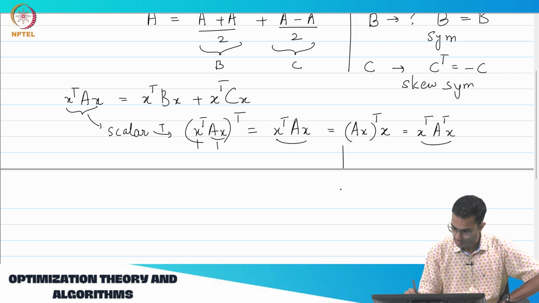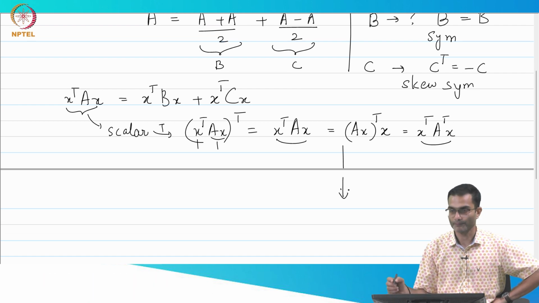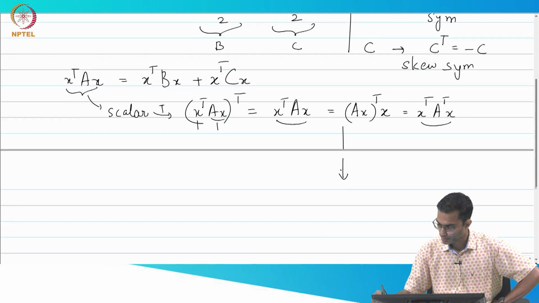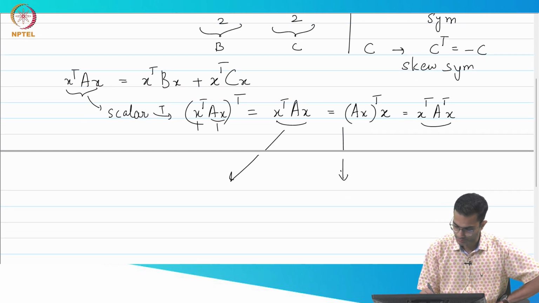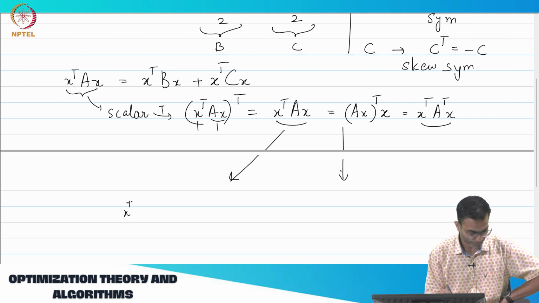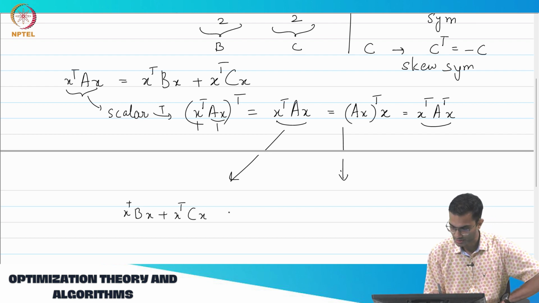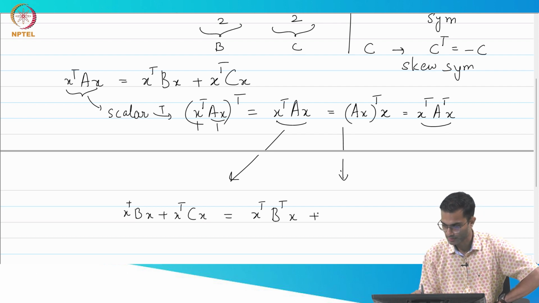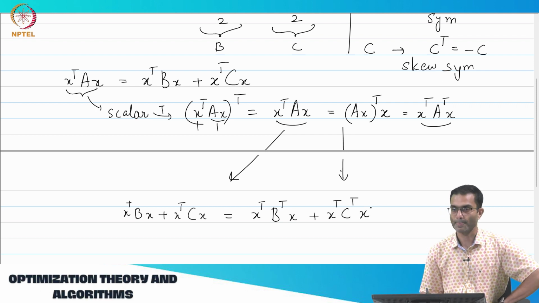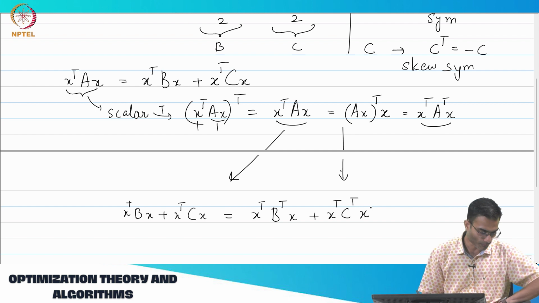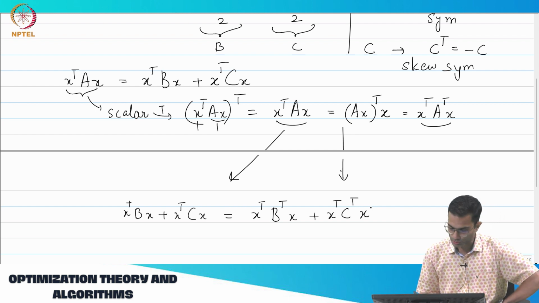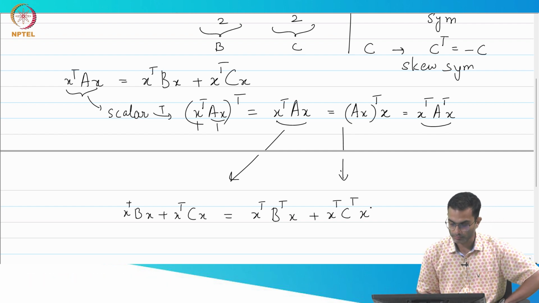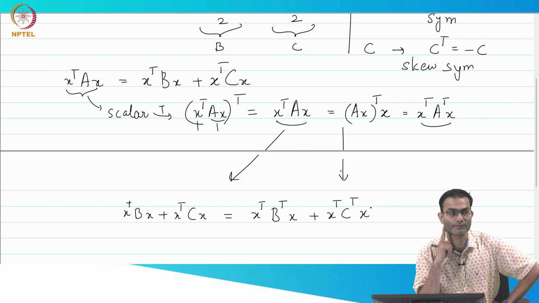Let us substitute over here for A. So what am I going to get? On this side, when I substitute, X transpose AX is going to give me X transpose BX plus X transpose CX, equal to X transpose B transpose X plus X transpose C transpose X, right? So what else can we do? Is there any simplification that follows?